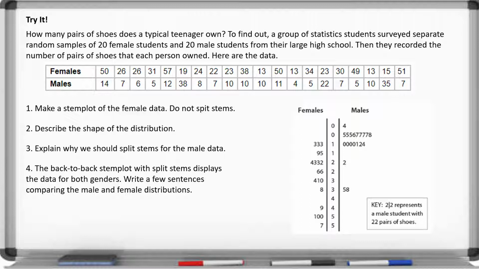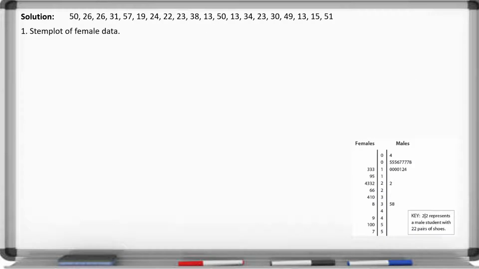All right, so we're looking at data involving pairs of shoes that teenagers own, broken down by gender. So we got 20 female students and 20 male students from a high school. We want to make a stem plot, and we don't want to split stems in this plot. I went ahead and listed the data for the females since that's what we're interested in doing the stem plot for. So let's start with a vertical line, and then list out our stems. The smallest stem number is 1, and the largest stem number is 5. So we're going to list them out from 1 to 5.